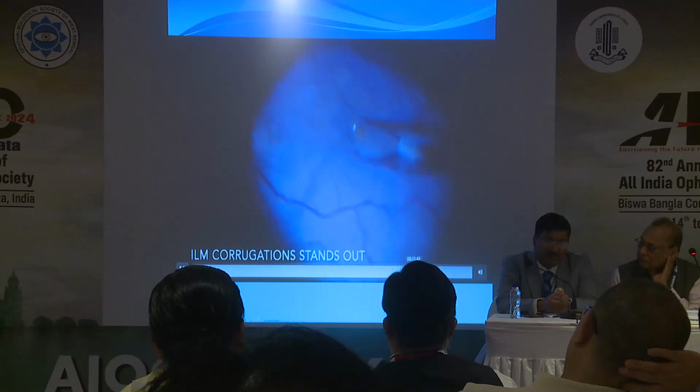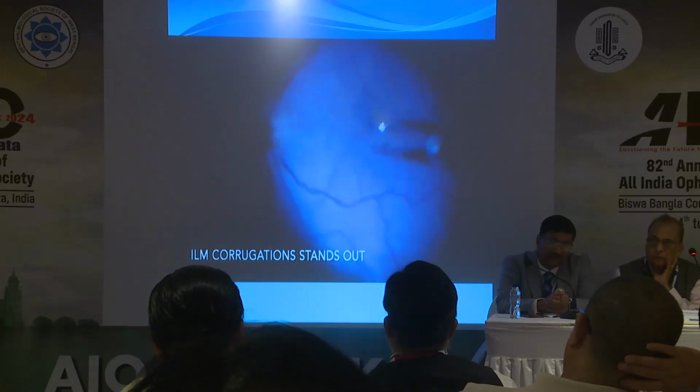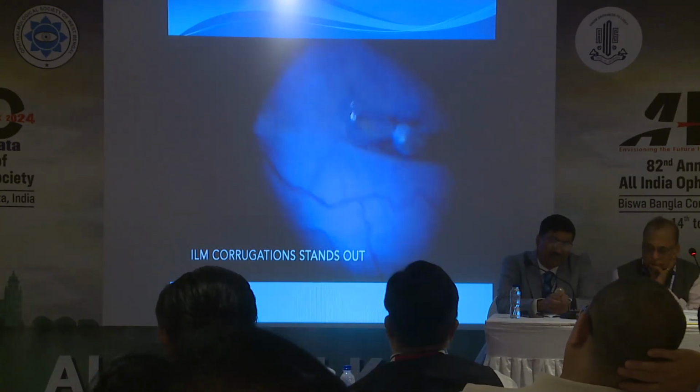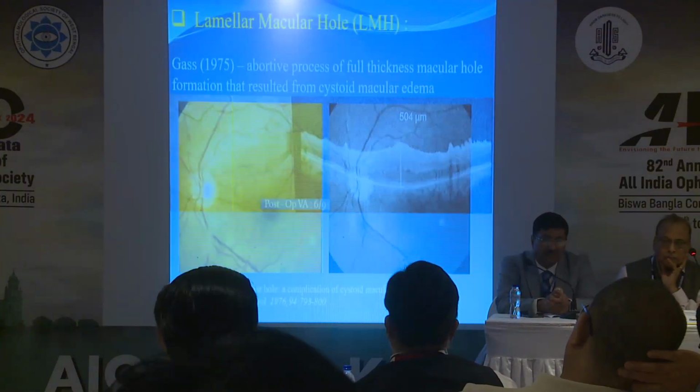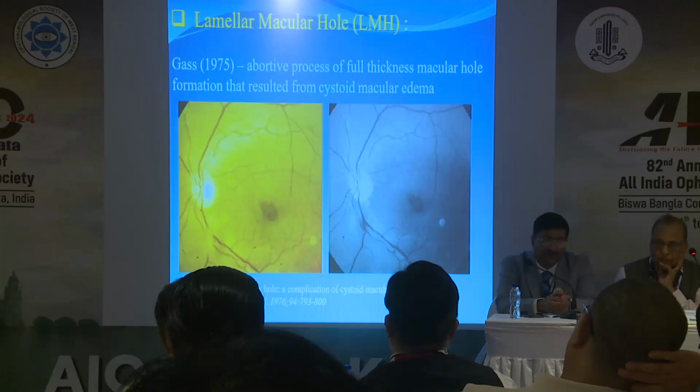And now you see the underlying ILM was still intact, it was distorted, so just removing the membrane would not have sufficed. So this was the outcome. Now coming on to the last entity, which is the lamellar macular hole.